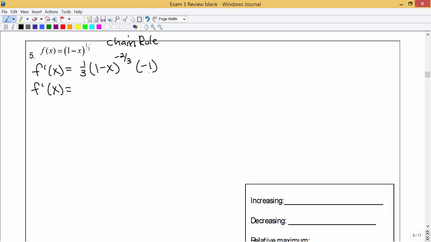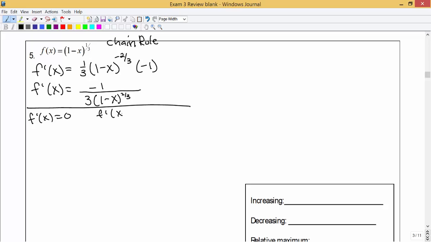I'm going to write this as -1 at the top of the fraction, and then I'm going to bring the (1 minus x) to the -2/3 power to the bottom of the fraction to join the 3, so that it's written with a positive exponent. Alright, so there's our first derivative. And we're looking for two things: where the first derivative might be 0 or where the first derivative might be undefined.